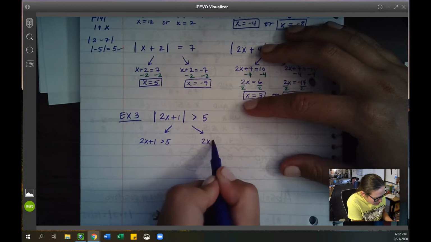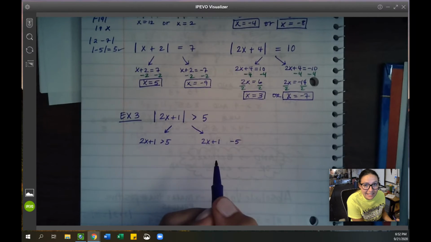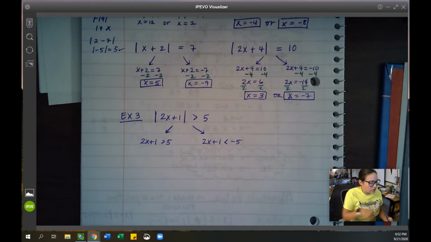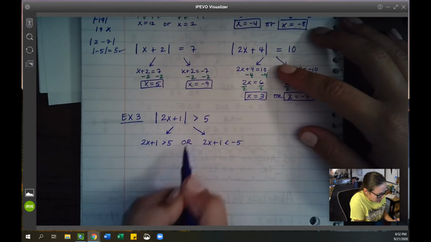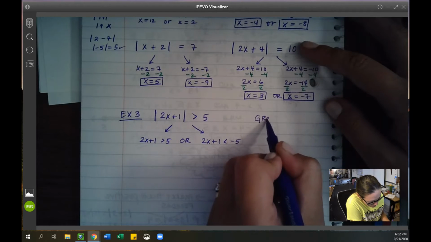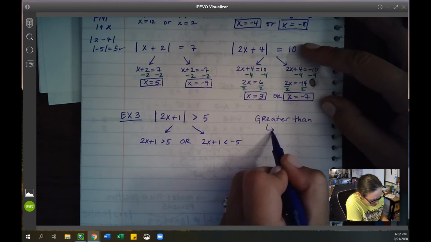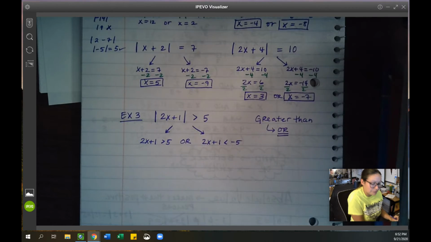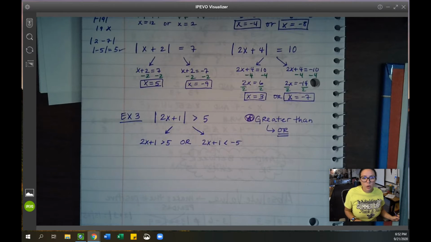Then I'm going to have 2x plus 1, and just like before, it's going to be negative 5. And we change the direction of the sign. Now, the word we're going to put between this is or. One thing I want you to remember is greater than means that we use the word or. That's going to be important. Greater than means we use the word or.